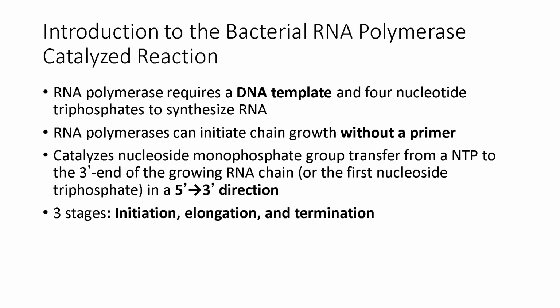operons. Bacterial RNA polymerase is a powerful enzyme capable of synthesizing RNA using a DNA template and 4 nucleotide triphosphates. Remarkably, unlike DNA polymerases, it does not require a primer to begin synthesis. The enzyme catalyzes the addition of nucleoside monophosphates to the growing RNA chain in the 5' to 3' direction. This process occurs in 3 defined stages: initiation, elongation, and termination.